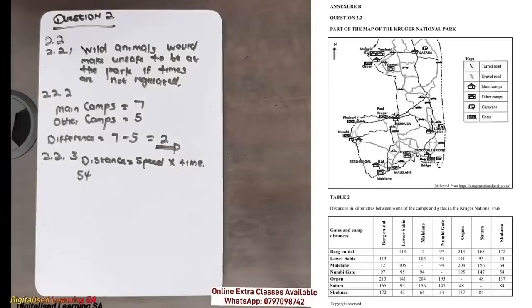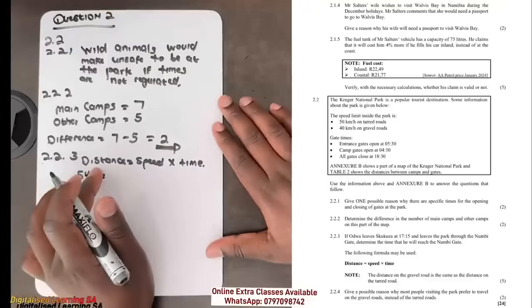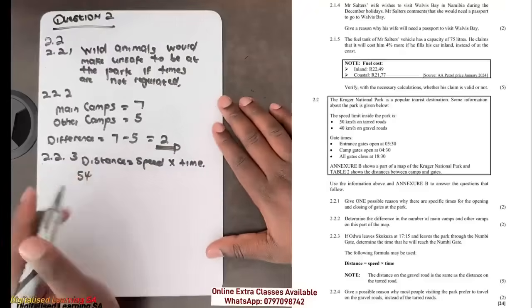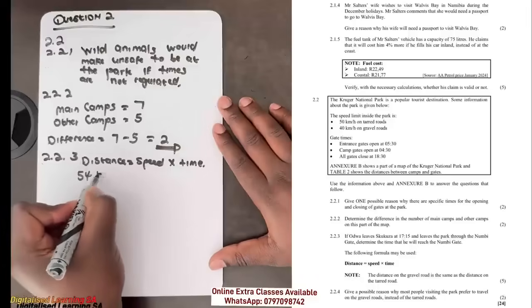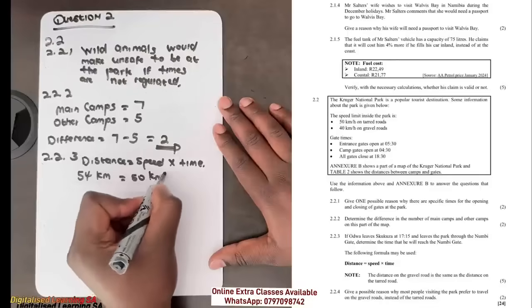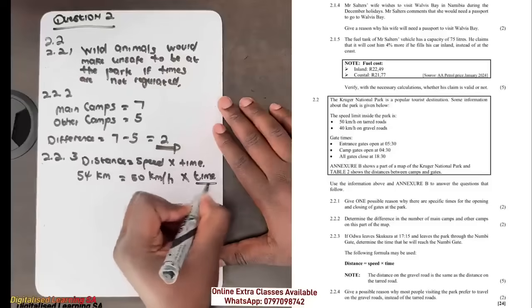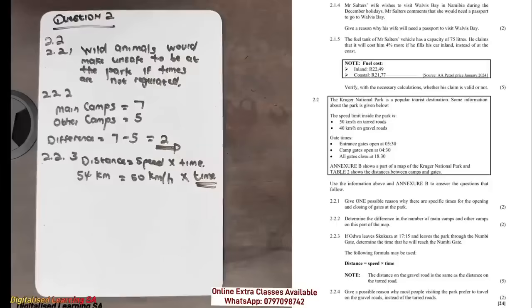And if we go back to our scenario, we are told that the speed limit inside the park is 50 kilometers per hour. So the distance will be 54 kilometers and the speed would be 50 kilometers per hour multiplied by our time. Remember, we are looking for our time, so we don't know what time she will arrive at the gate. So that's what we are looking for.